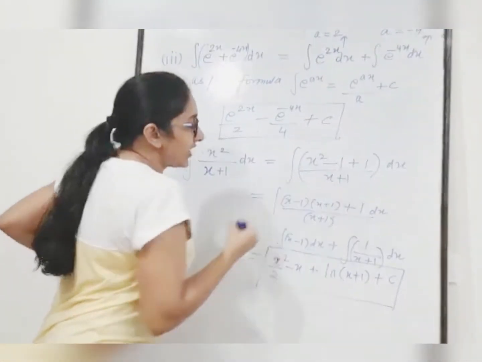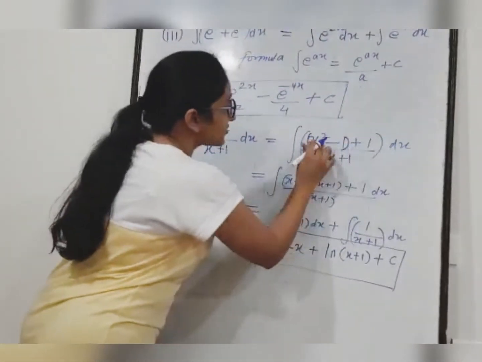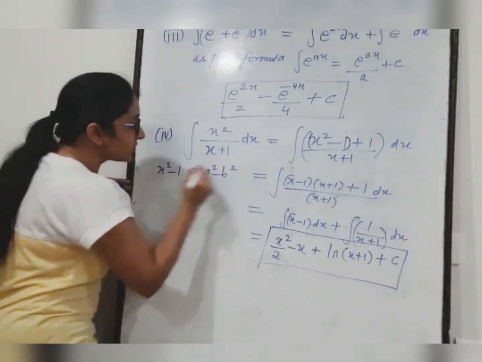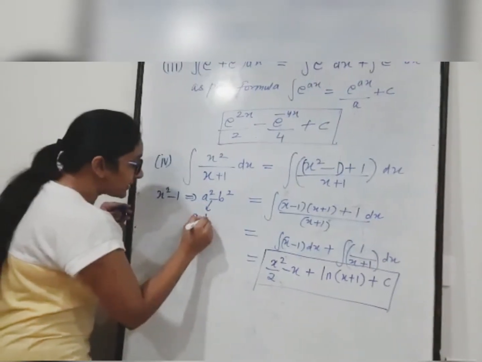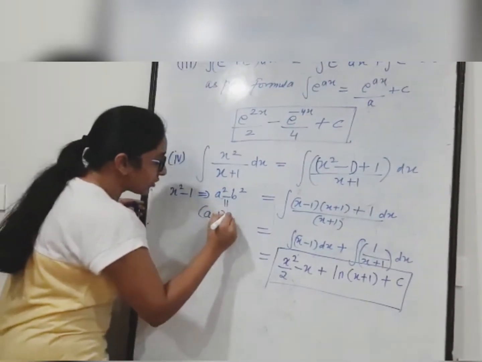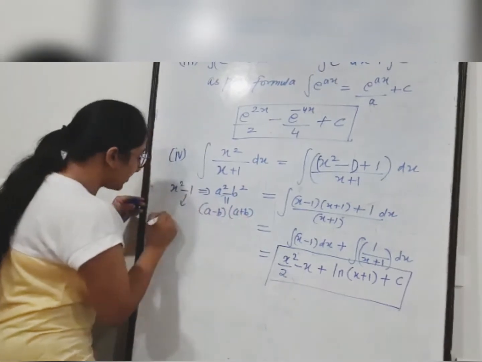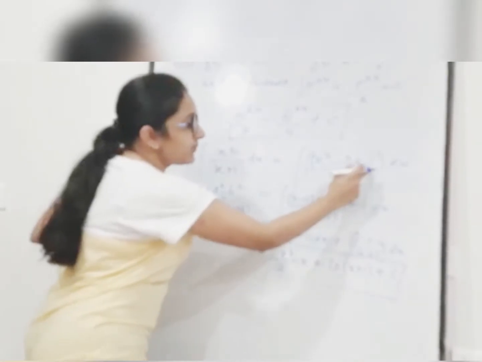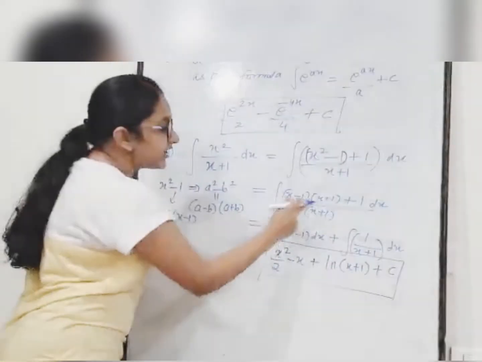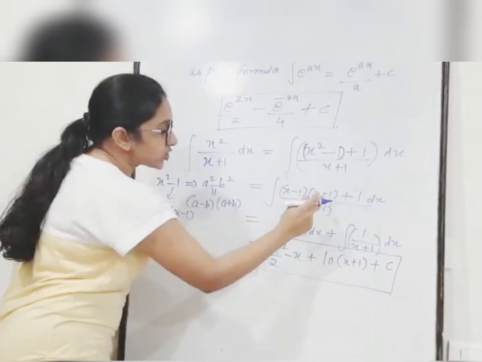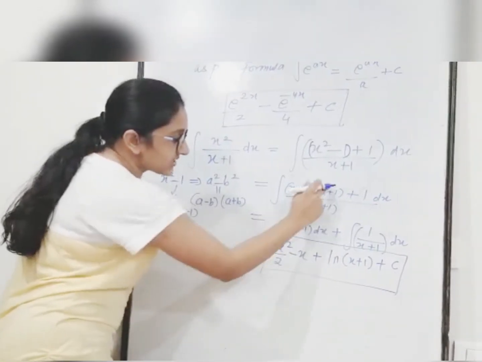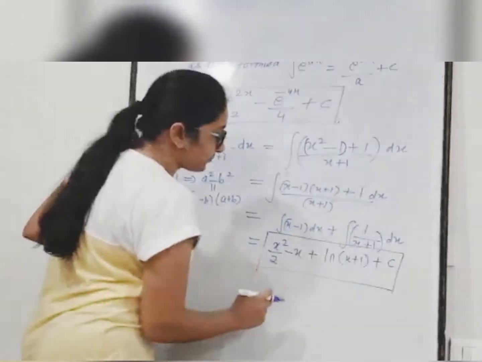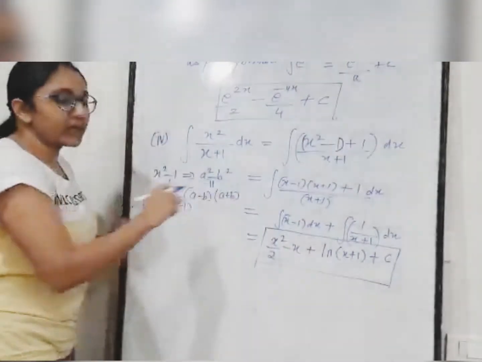Now x square minus 1, this part resembles the identity a square minus b square, which equals a minus b into a plus b. So this will be x plus 1 multiplied by x minus 1, plus 1 as it is, and dx. Now if I divide the denominator into each term, this x plus 1 and x plus 1 get cancelled, and x minus 1 remains, and here plus 1 by x plus 1. I separated the integral so that the question becomes easy.